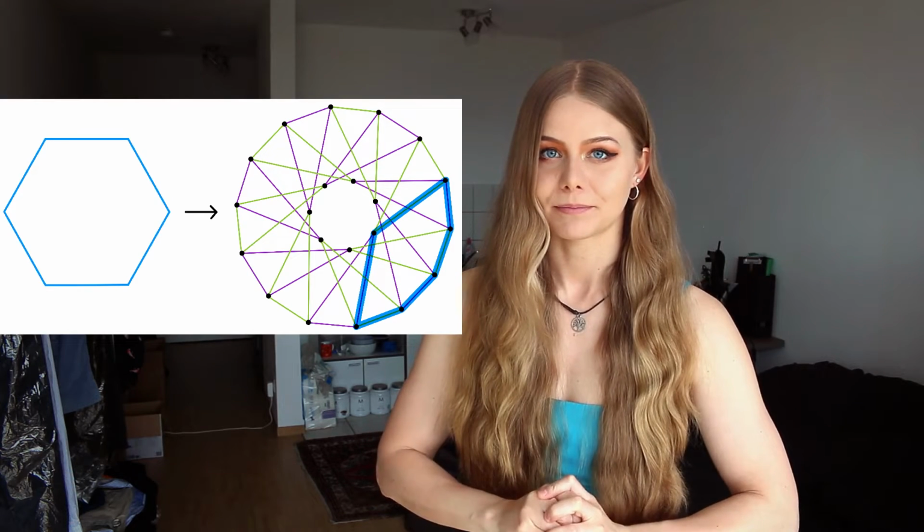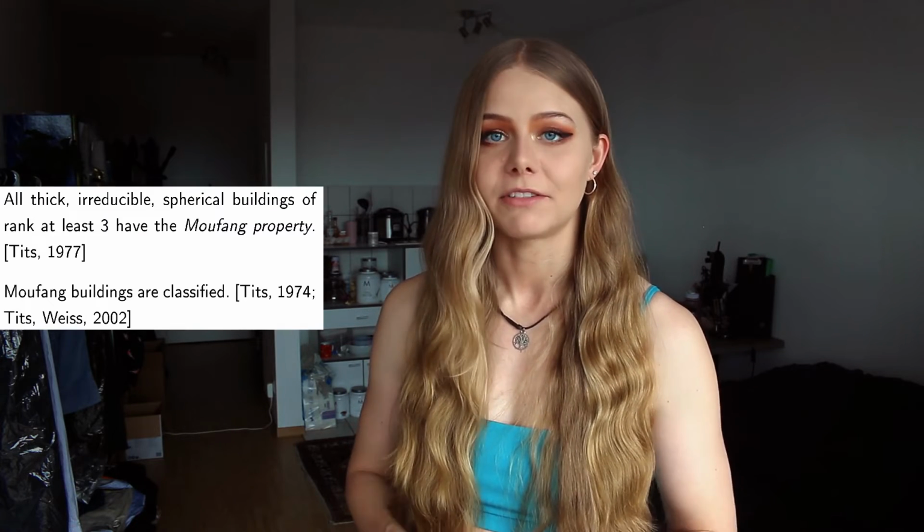That's the point. So I mentioned at the very beginning of this video that we are interested in the Moufang property because it gives us very nice automorphisms. So the next question is, which kind of buildings have the Moufang property? And Jacques Tits did a lot of research about that. And we have a very nice theorem by Tits that says that all thick irreducible spherical buildings of rank at least 3 have the Moufang property.